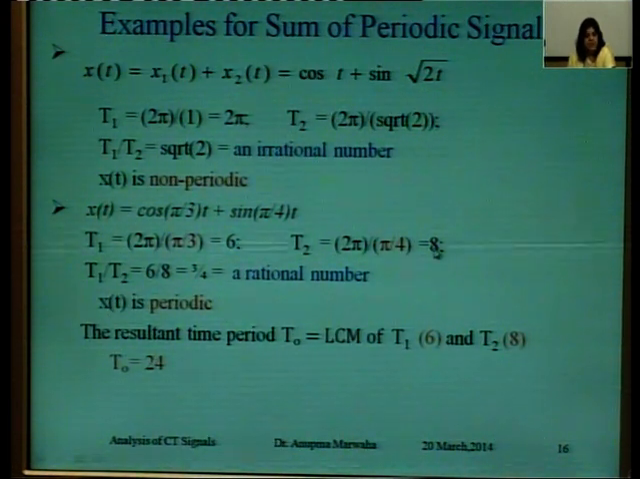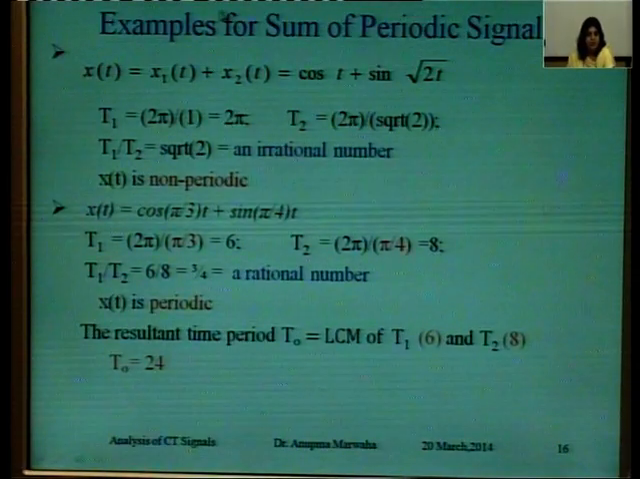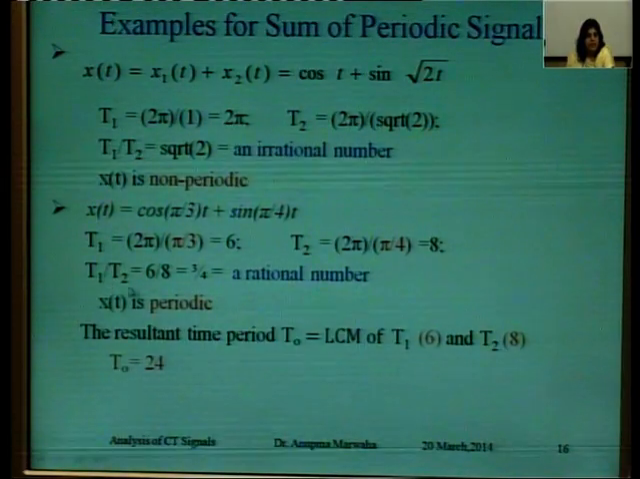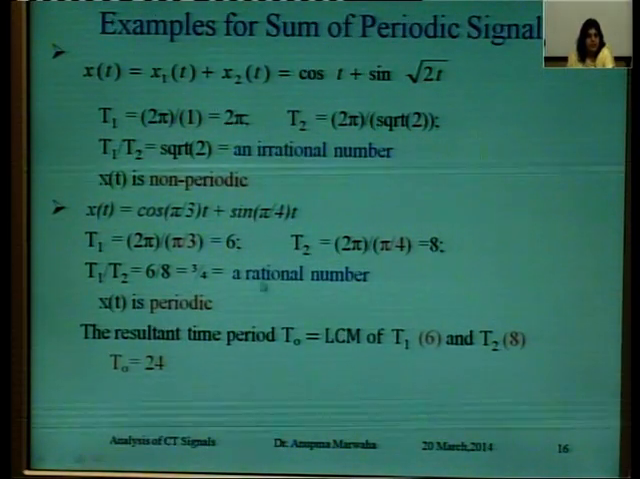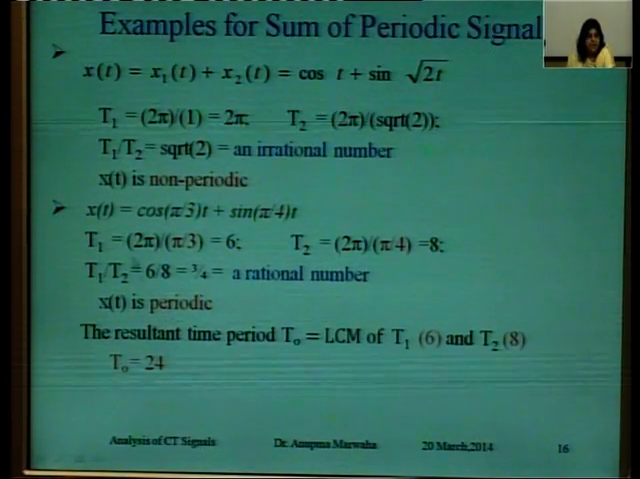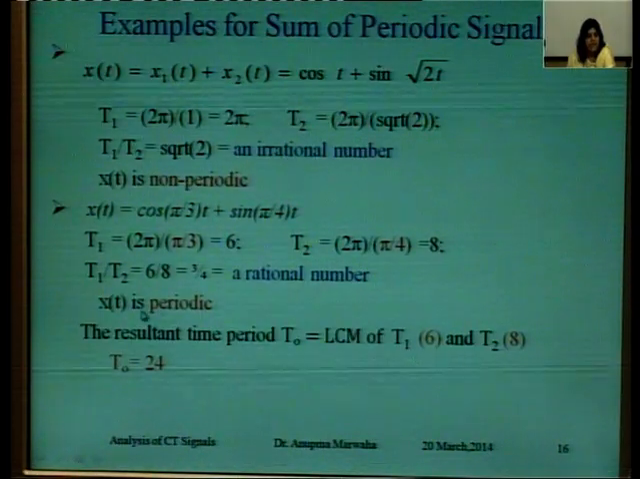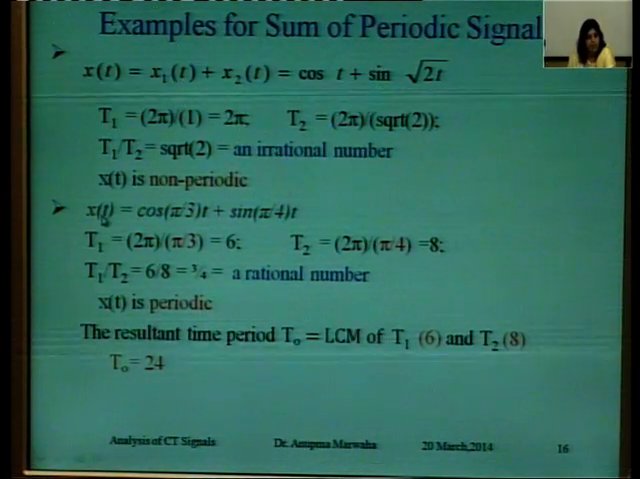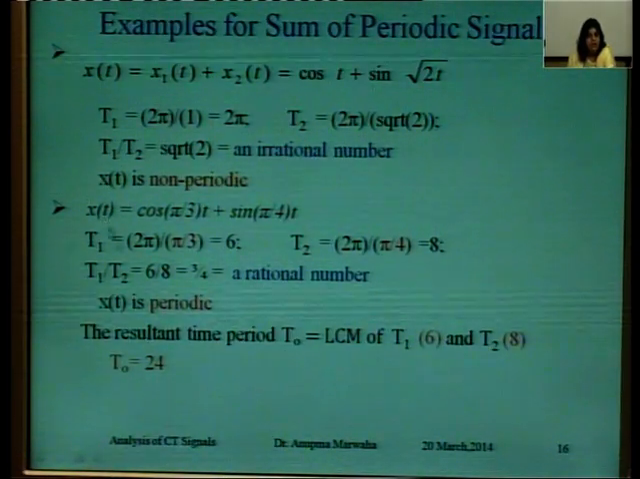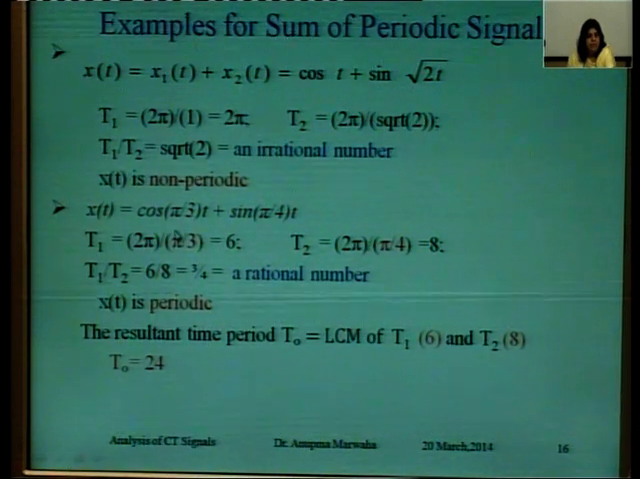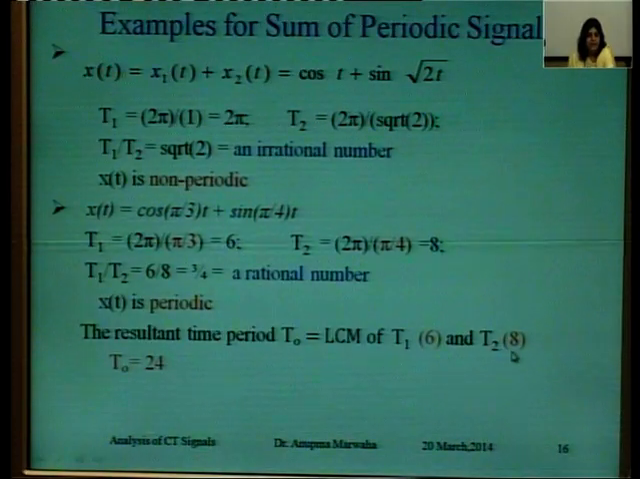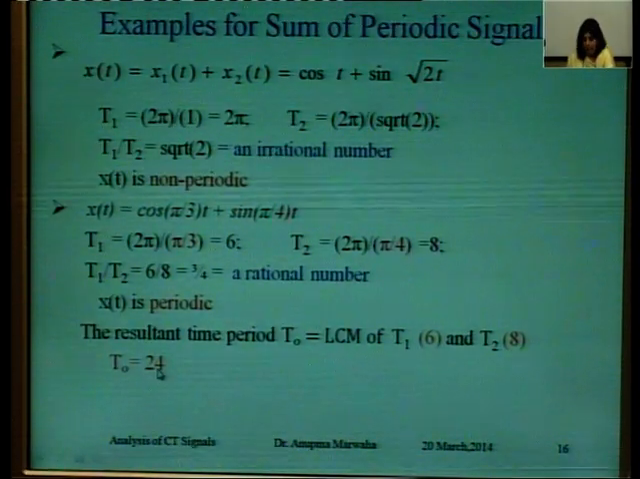So, this is the condition for periodicity. We have seen that for the sum of two periodic functions to be periodic, the ratio T1 by T2 should be a rational number. Here this condition is being satisfied, so x(t) is periodic. Once it is periodic, the next step is to find the time period of the resultant signal. That will be the least common multiple, LCM, of T1 and T2, that is the LCM of 6 and 8. So, it comes out to be 24.